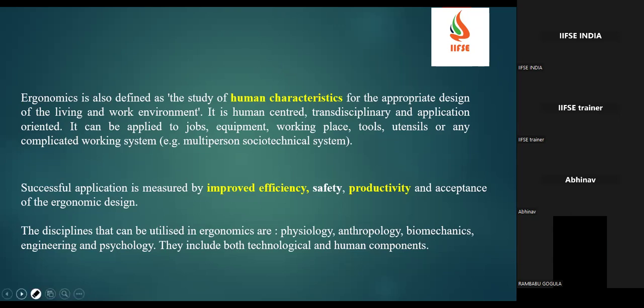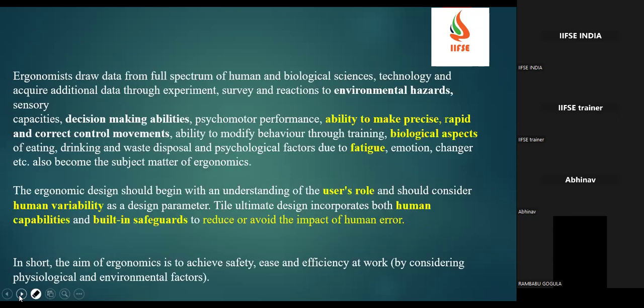Ergonomics draws data from the full spectrum of human and also biological sciences and technology, and acquires additional data through experiment, survey, reactions to environmental hazards, sensory capacities, decision-making abilities, psychometric performance, and the ability to make precise, rapid, and also correct control movements. So what will it take?